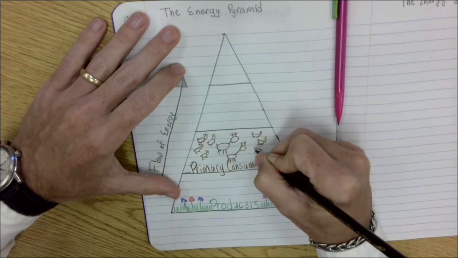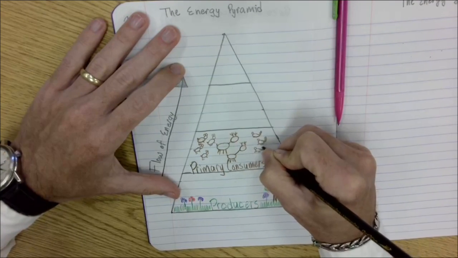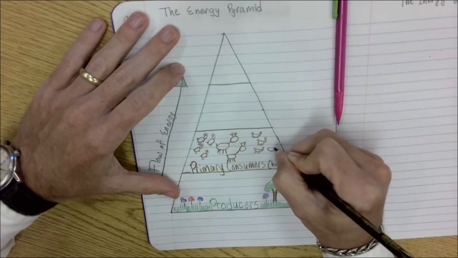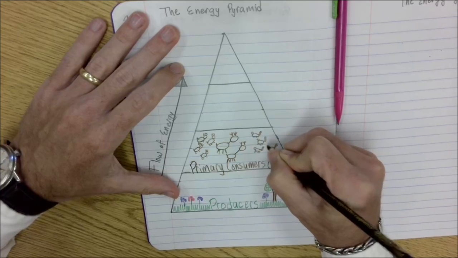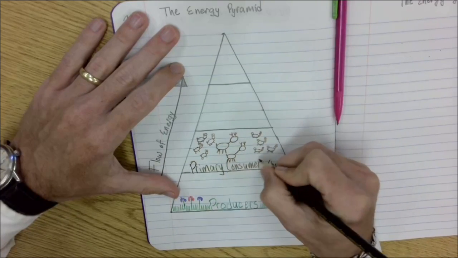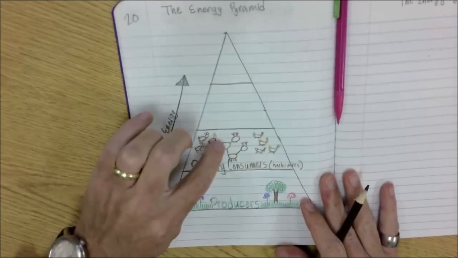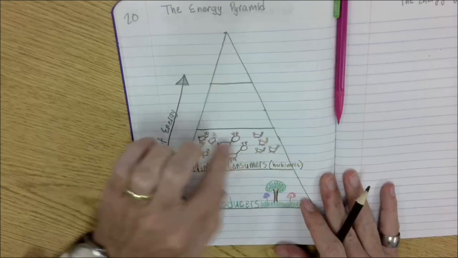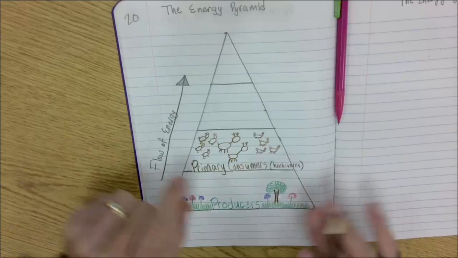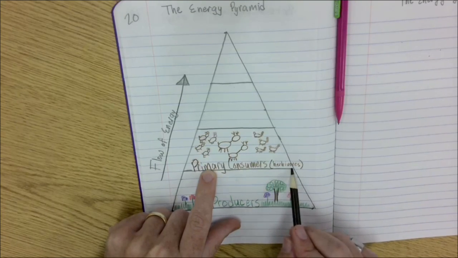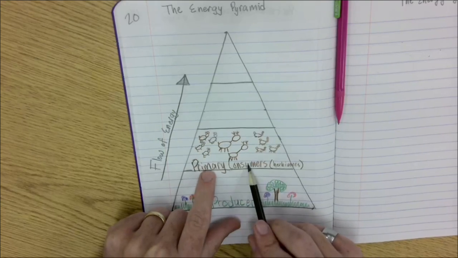We're going to do 6 squirrels. 1, 2, 3, 4. We'll stay at 4. Let's just do 4 squirrels. So we have 2 deer, 4 rabbits, 4 squirrels. These are all primary consumers because they are herbivores. Every herbivore is a primary consumer.